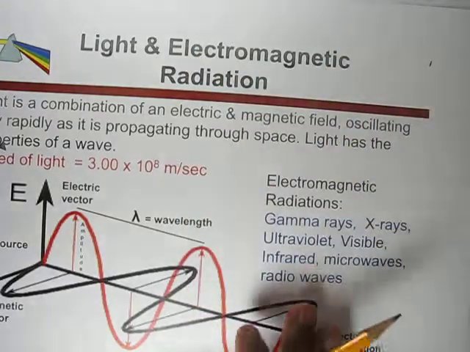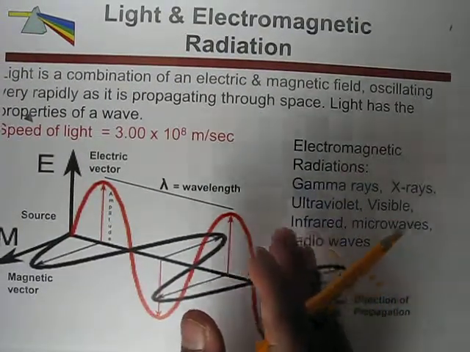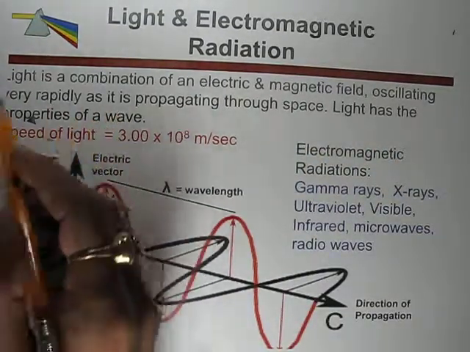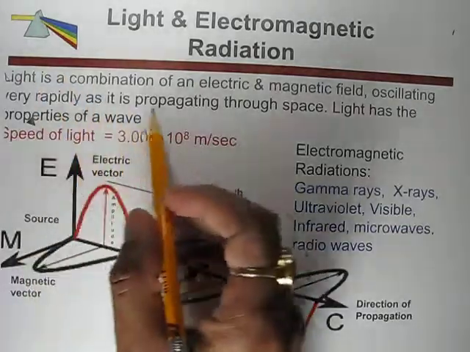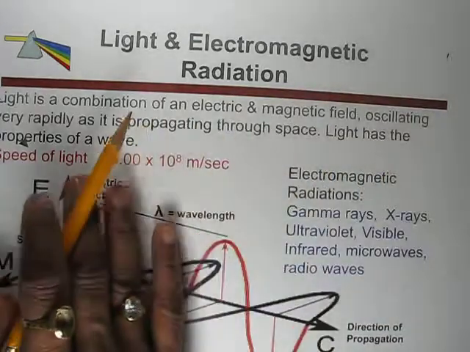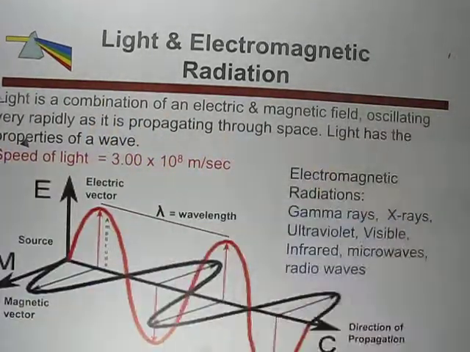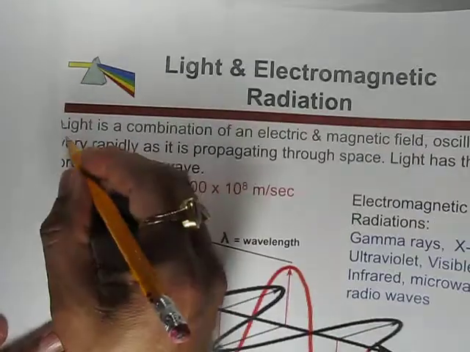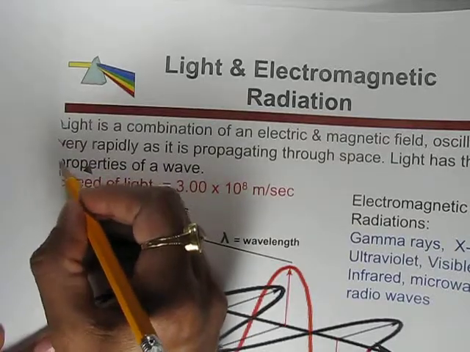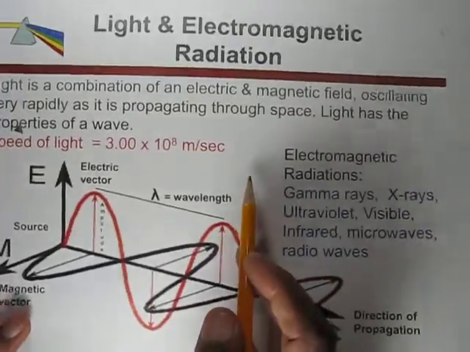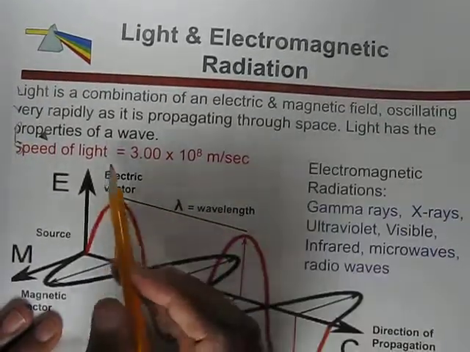So as we said, electromagnetic radiation behaves as a wave. In this slide they show that light is a combination of an electric and a magnetic field, which is oscillating very rapidly as it propagates through space. Light has the properties of waves.